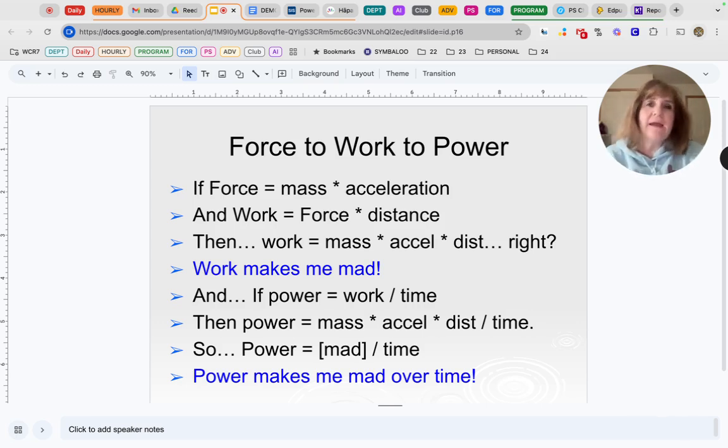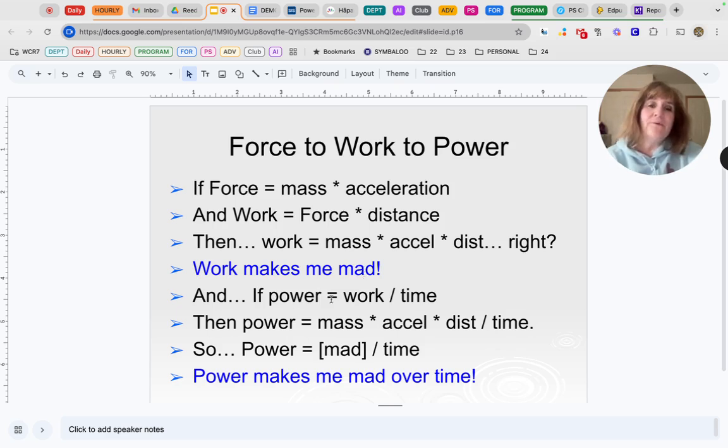So way back in Unit 1, when we studied force, and you will want to keep that formula sheet available, force is equal to mass times acceleration, right? And work is equal to force times distance. So I could actually substitute this mass times acceleration in here for force, like you would substitute French fries for mashed potatoes. So that work could be mass times acceleration times distance. Work makes me mad. Mass, acceleration, and distance.